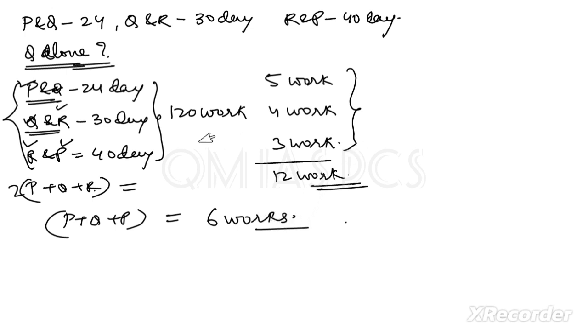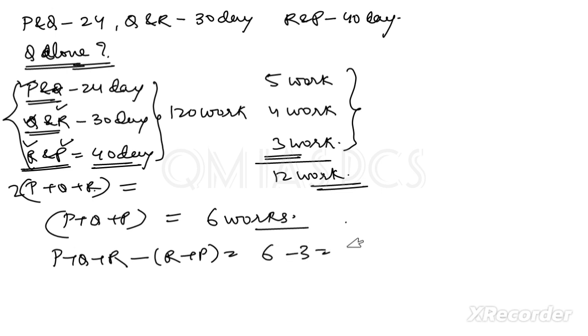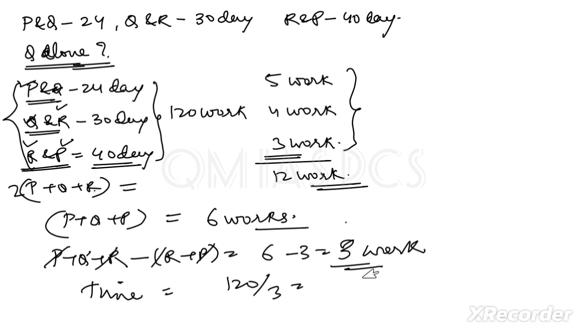Clear? Here it is given that R and P are completing the work in 40 days, at 3 work per day. So we can say if you subtract R plus P from P plus Q plus R, it will be 6 work minus 3, that will be 3 work. That means Q will do 3 work per day. That is the efficiency of Q alone. So time for Q will be 120 divided by 3, that is 40 days.